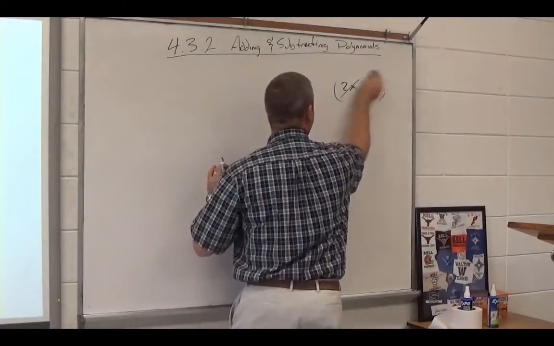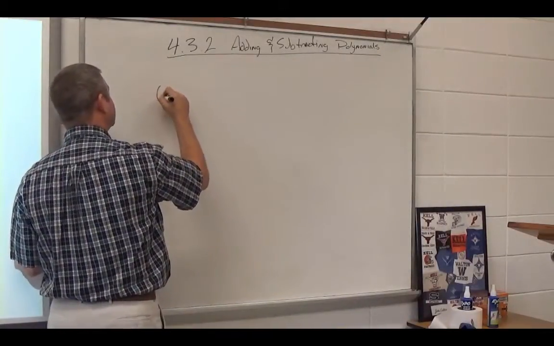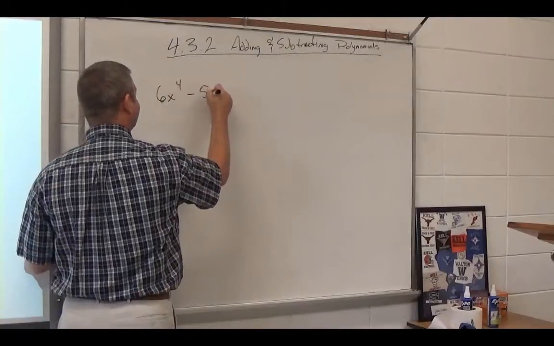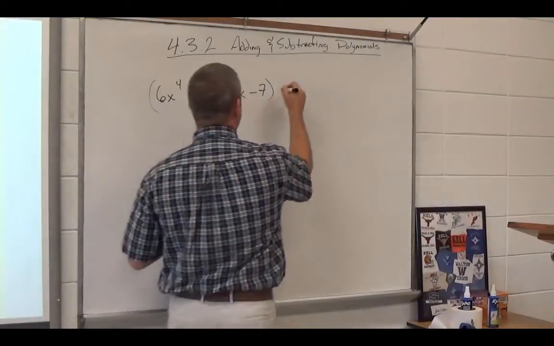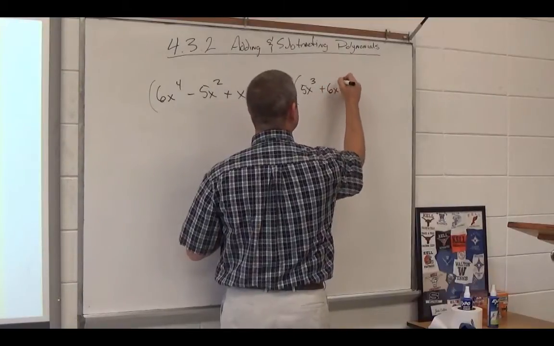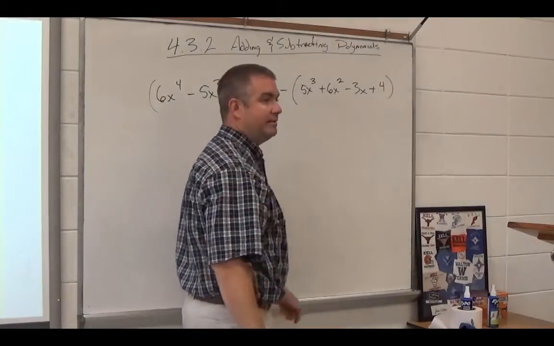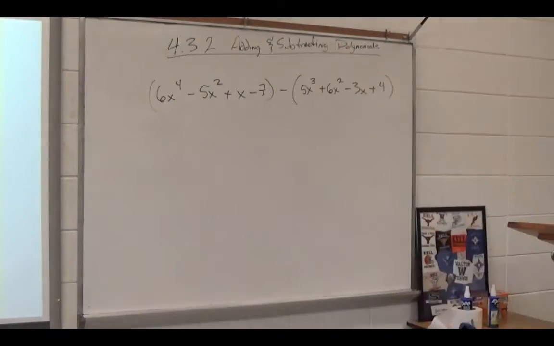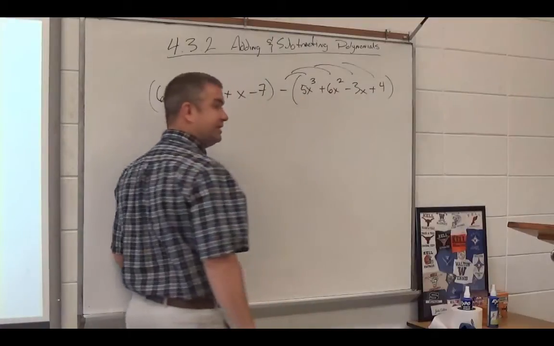I'll give you one to try. We'll do a poly times a poly. 6x to the 4th minus 5x squared plus x minus 7 minus 5x cubed plus 6x squared minus 3x plus 4. How many times are you going to have to distribute the negative? 4 times, right? You have to be very careful to distribute the negative. Keep it, change it, flip it. You have to change it right here 4 times.